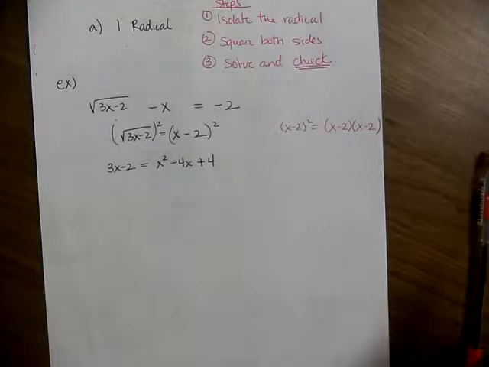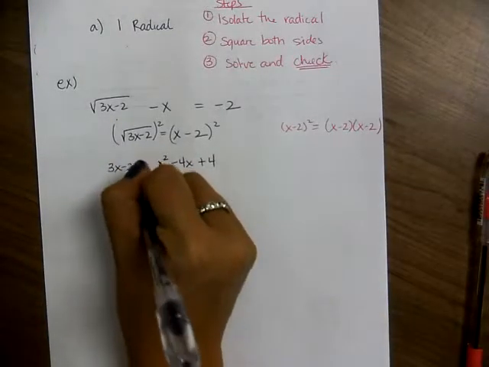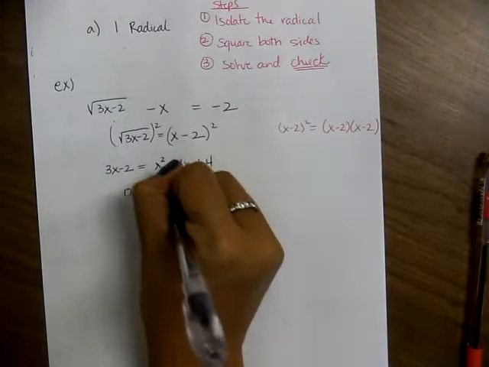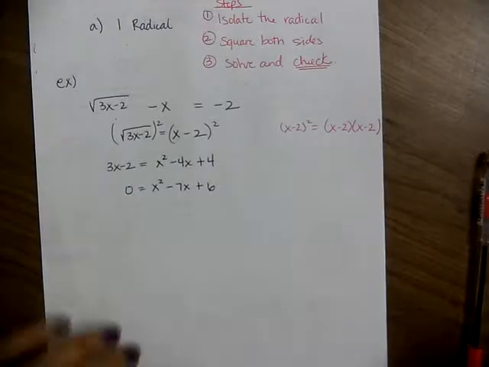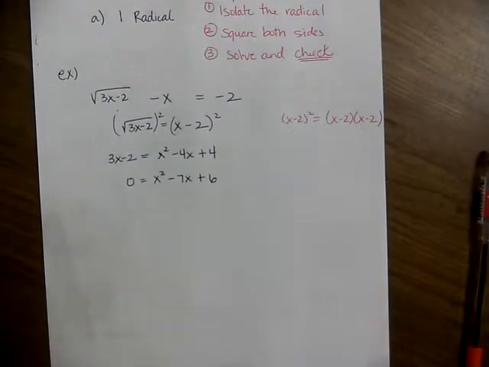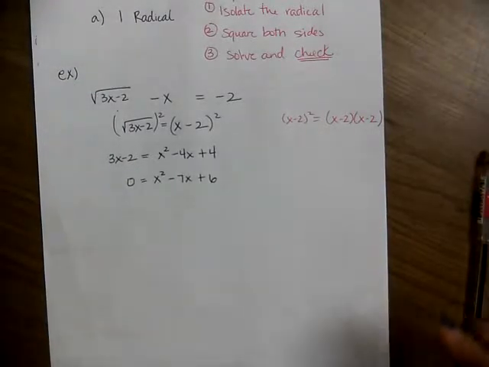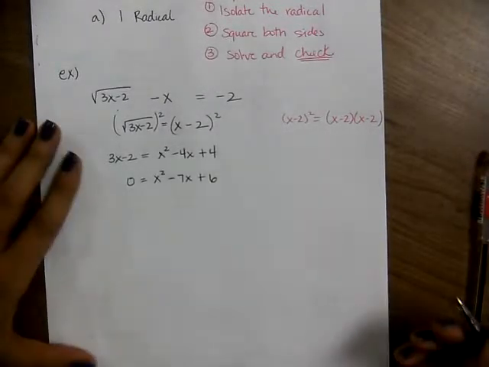Now we have to get everything to one side in order to factor. Okay, so we're going to pull everything to one side. We're going to get x squared minus 7x plus 6. The hope when you get there is that it will factor. Sometimes you get here and it won't factor, and then you either have to use quadratic formula or completing the square. Okay, so these problems can get kind of lengthy.